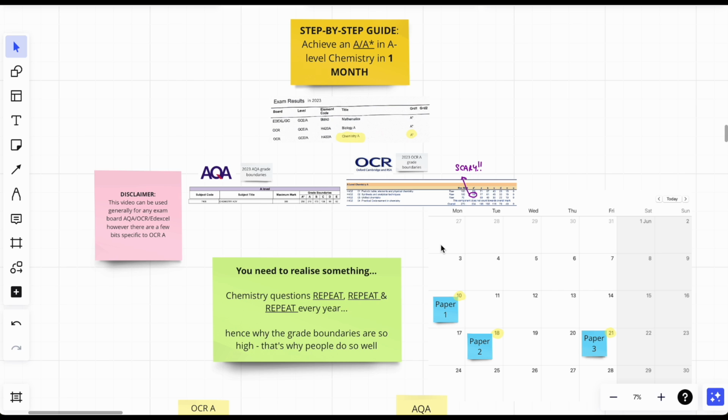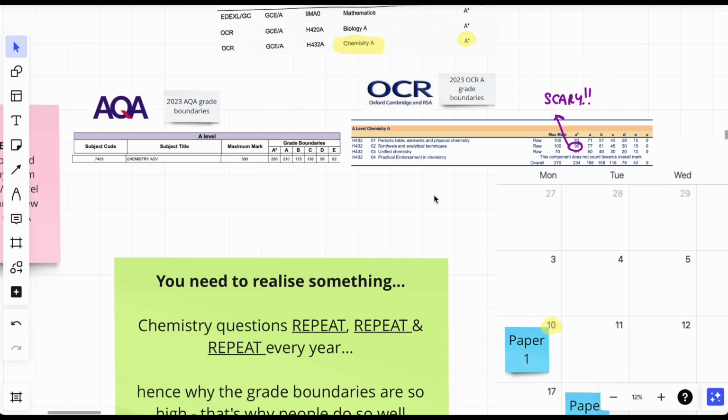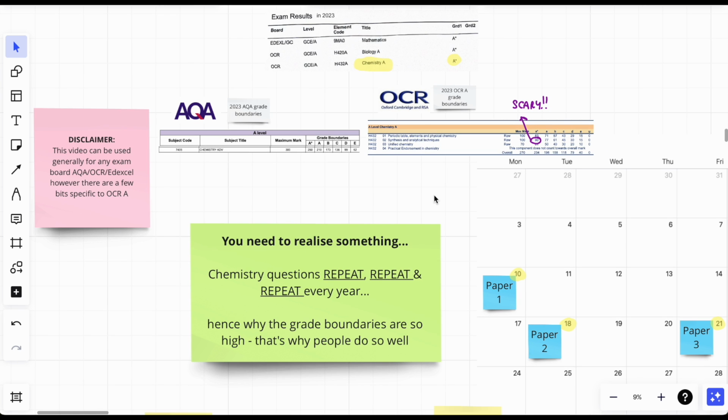So remember, the ball is in your court for A-level chemistry, and the grade boundaries for AQA and OCR are very high. Okay, they are very, very high. So you need to get, off the top of my head, I think it's 83% and above, something like that. So that is high. And hence the grade boundaries reflect how loads of people actually do really well in chemistry, as I said, because the questions repeat themselves.